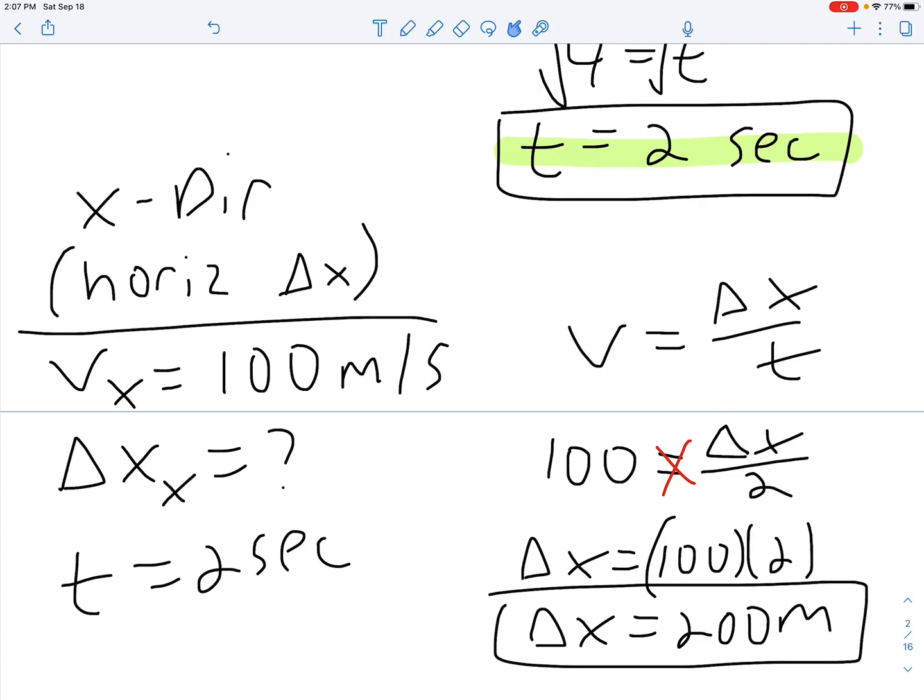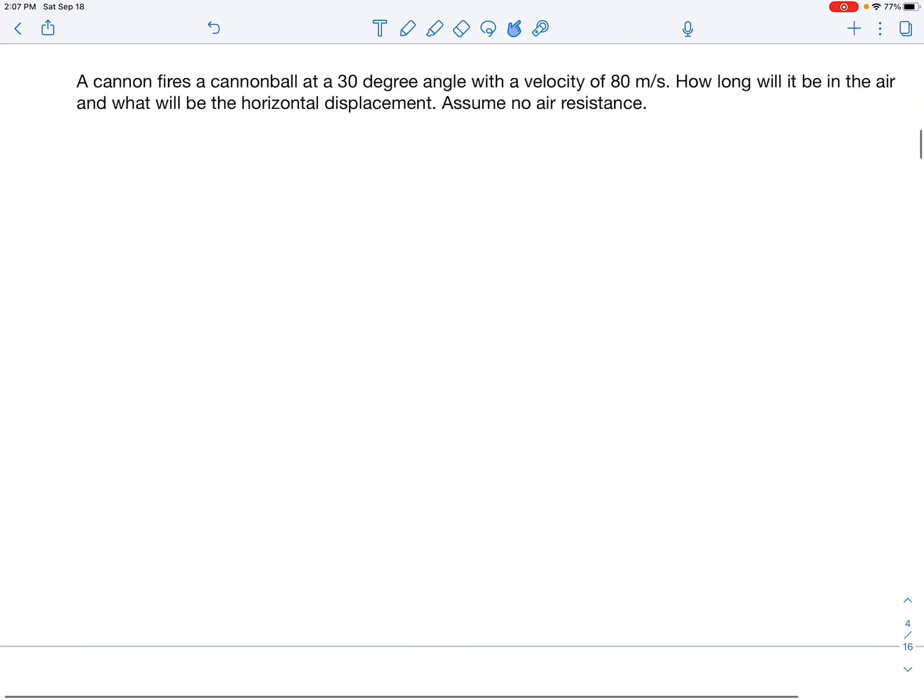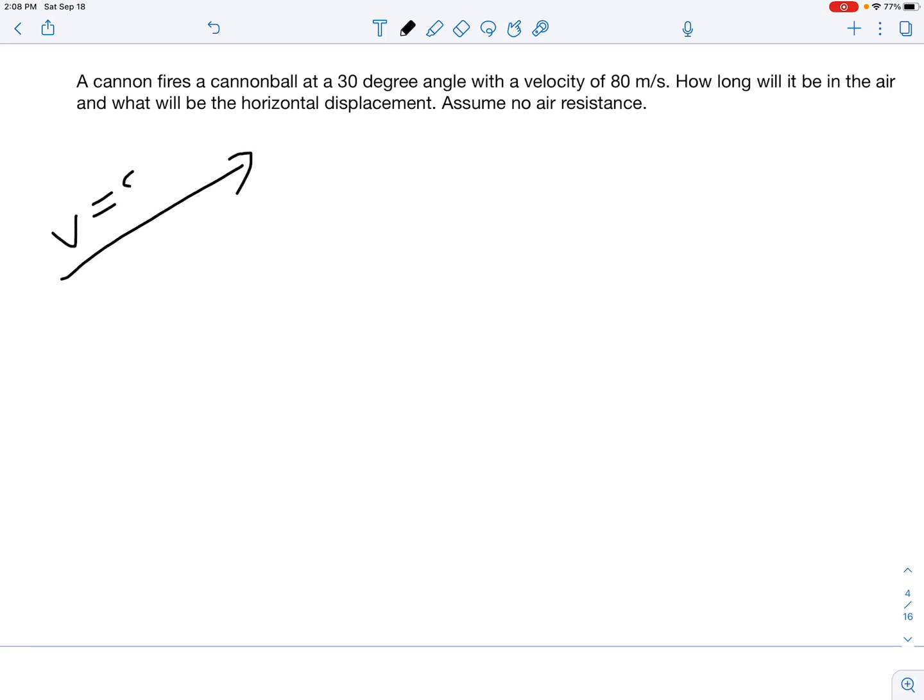All right, let's look at one more problem. This problem, we're firing a cannonball again, this time at a 30-degree angle with a velocity of 80, and we want to know how far it will travel. So I'm going to draw a picture again. My velocity is 80, and I have a 30-degree angle, and I'm trying to find the horizontal distance. So I'm trying to find delta x.